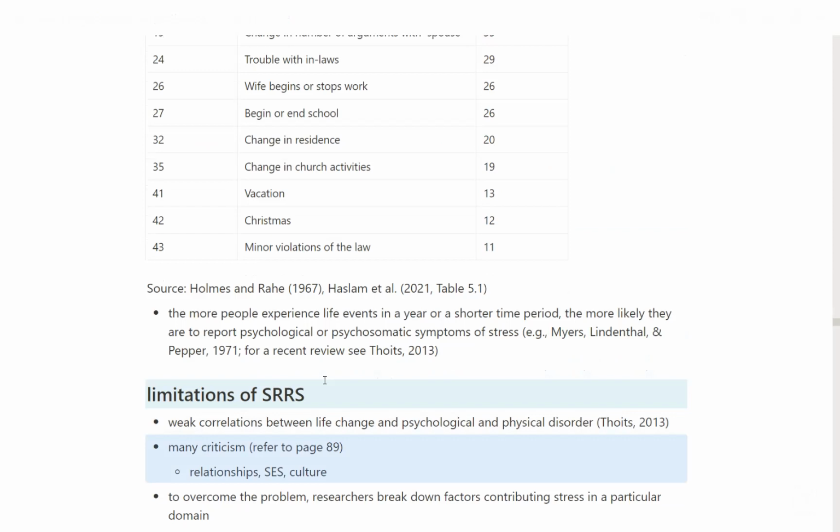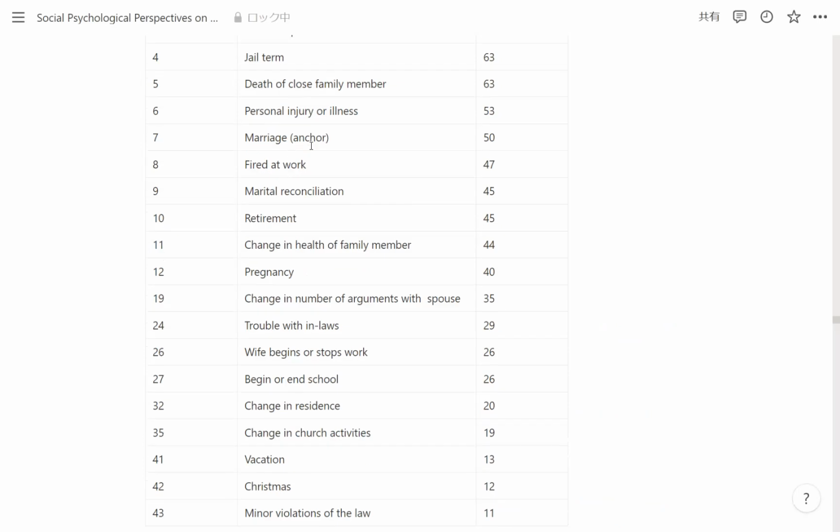Maybe you can refer to page 89, but some of them are like relationship. The levels of stress people may experience from these life events depend on the relationships they have, the SES they are in, and also the culture they live in. So for example, marriage, the anchor of the readjustment scale. If your relationship with your spouse, mother, and father is very good, the levels of stress you may experience could be much lower.